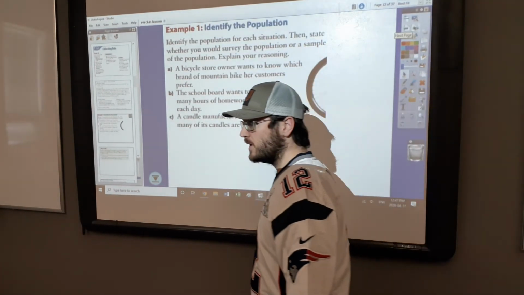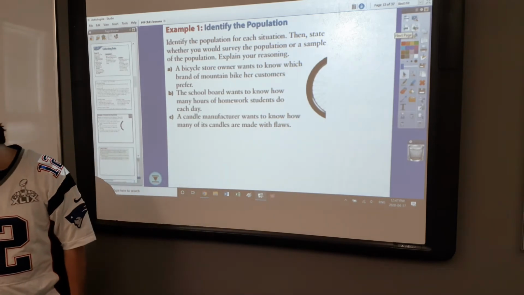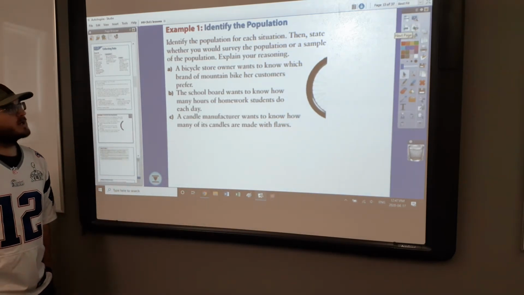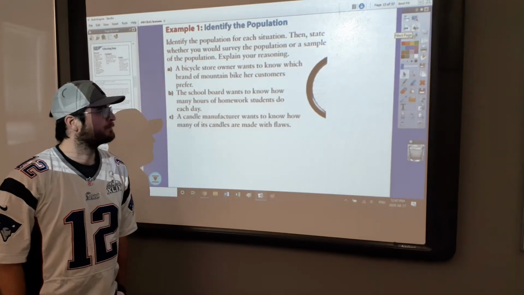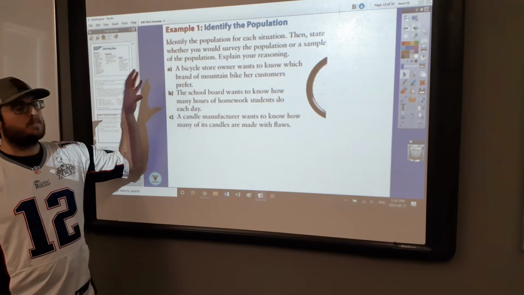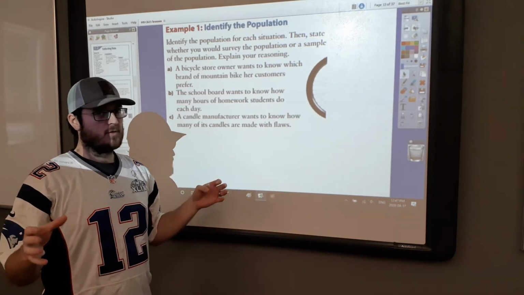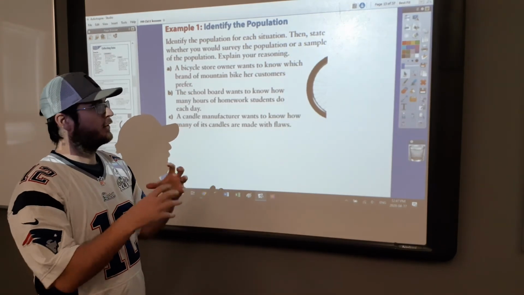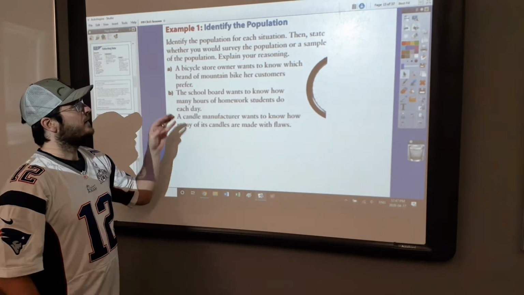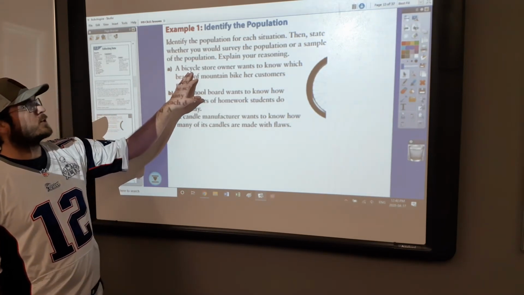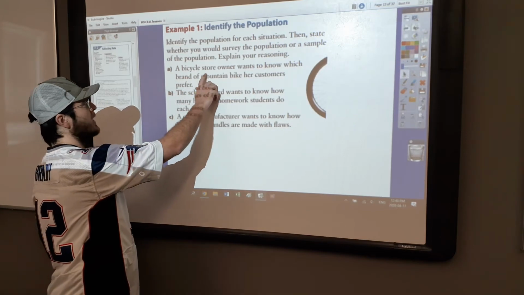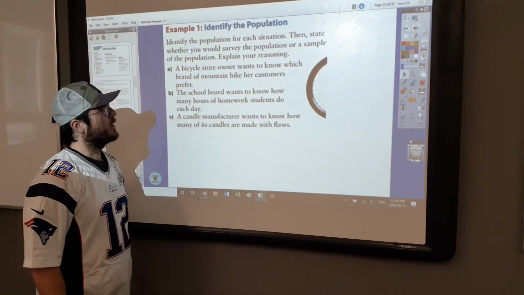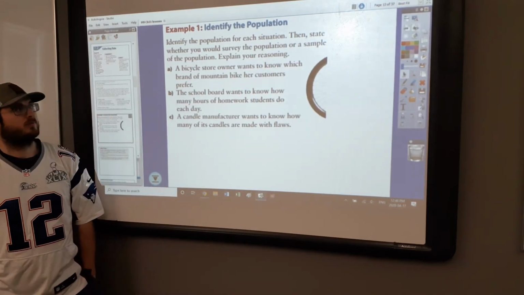Okay, example 1. We'll jump right in here, identifying the population. So identify the population, then state whether you would survey the population or the sample. In each situation, the population doesn't mean the population of the world or Canada or Alberta or even Barrhead or Neerlandia, but it just means in your situation, what is the total population of people you're looking for? So a bike store owner wants to know the brand of mountain bike that their customers prefer.